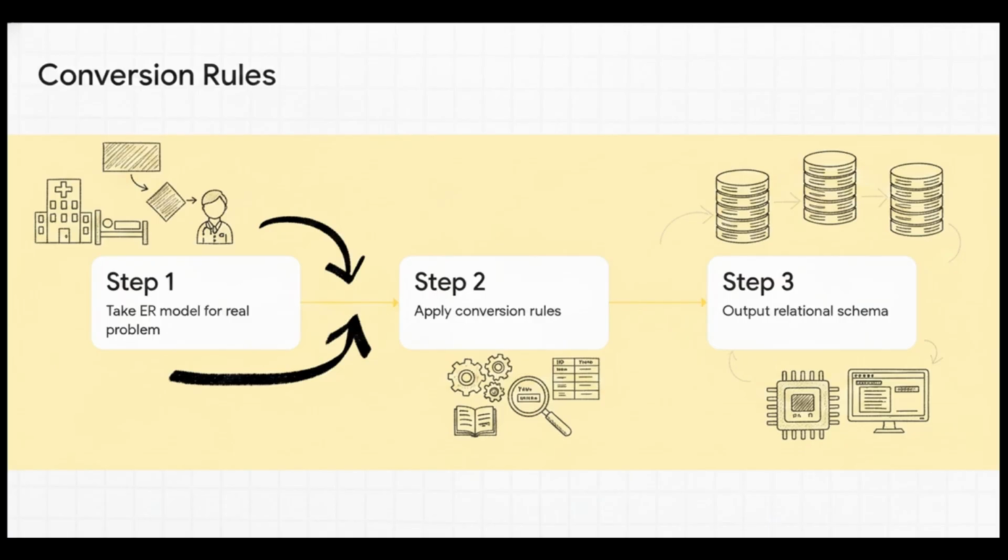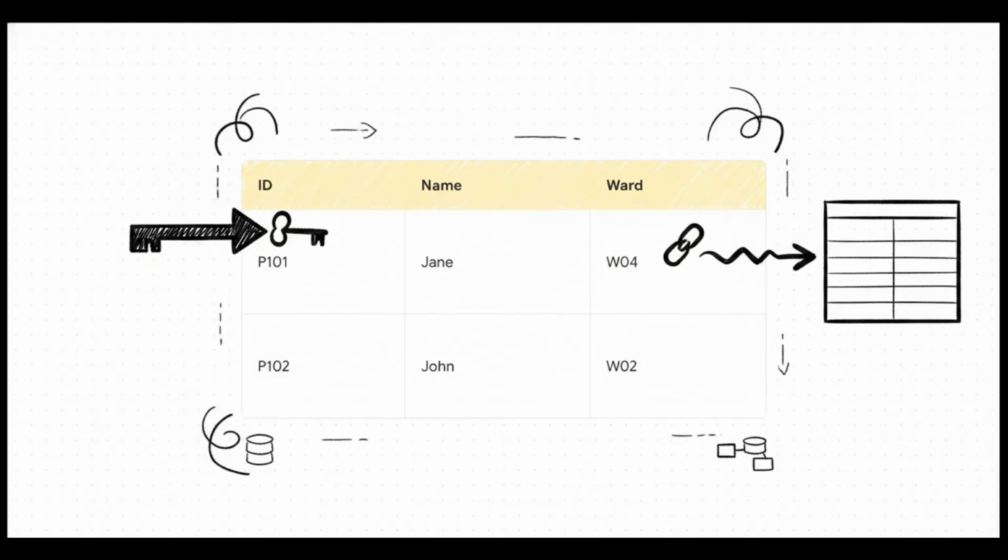First, we take our conceptual ER model designed for our real-time problem. Next, we apply strict conversion rules, like deciding that every strong entity automatically becomes its own table. And finally, we output the completed, structured relational schema. In a fully constructed, real-world hospital management system, this relational model is holding actual data. You'd have a patient ID acting as your primary key to ensure absolute uniqueness, right? Alongside the patient's name. Then you'd have a ward ID acting as a foreign key. That foreign key connects this patient data to a completely separate ward table. This is what the relational model looks like when it's fully built and running.